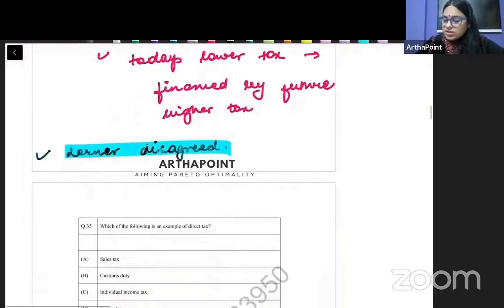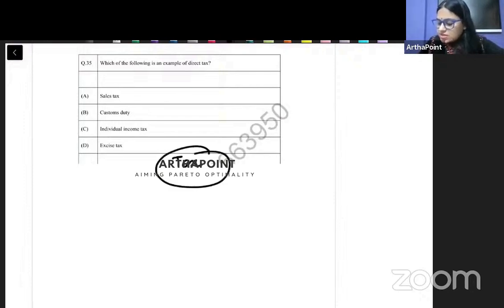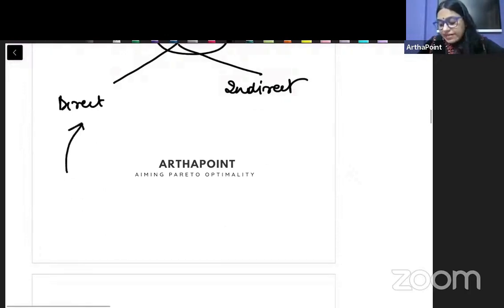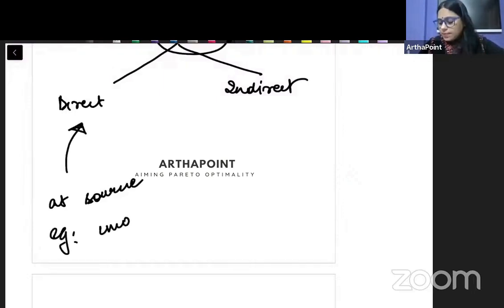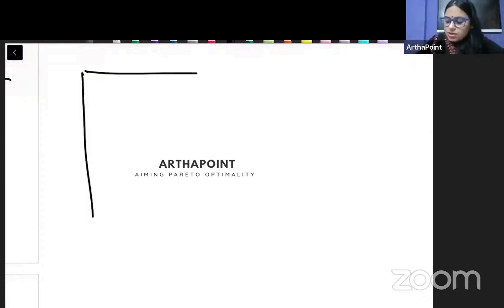Okay, beta, come to the next question. Which among the following is an example of direct tax? देखो, we can divide taxes in two parts: direct and indirect. Direct means they are directly collected at source. जैसे on your income. क्या होगा बेटा? If you see your salary statements in the future, ऐसा कुछ देखा करोगे आप.